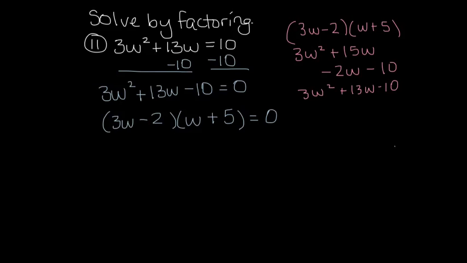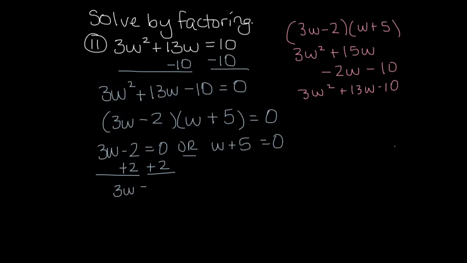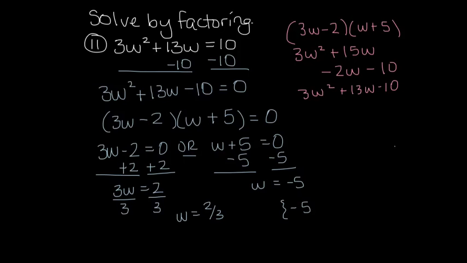I have two factors that are multiplied together that equal 0. One of them has to be 0. So it's either the 3w minus 2 that equals 0, or the w plus 5 that equals 0. If 3w minus 2 equals 0, I can add that 2 to both sides and get that 3w equals 2. Dividing both sides by 3 gives me w equals 2/3. On this side, I can subtract 5 and get that w equals negative 5. So my solution set would be negative 5 and 2/3.